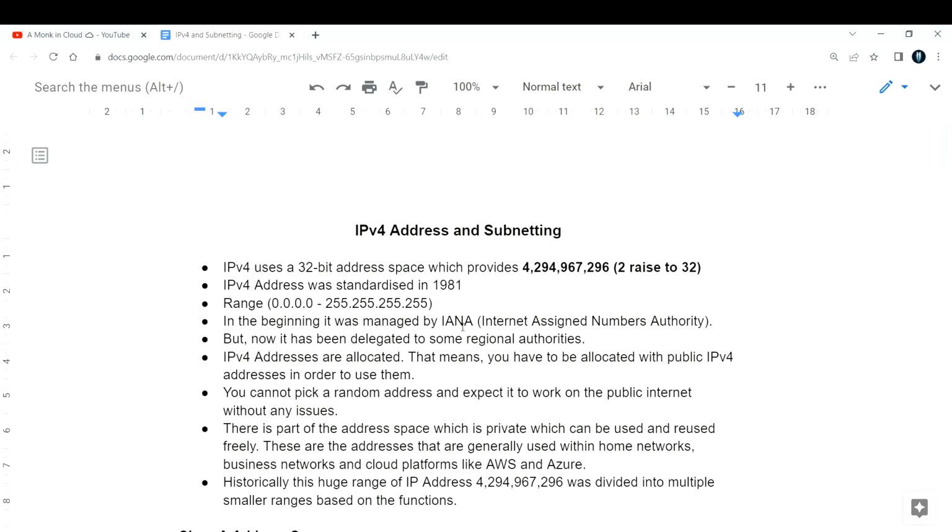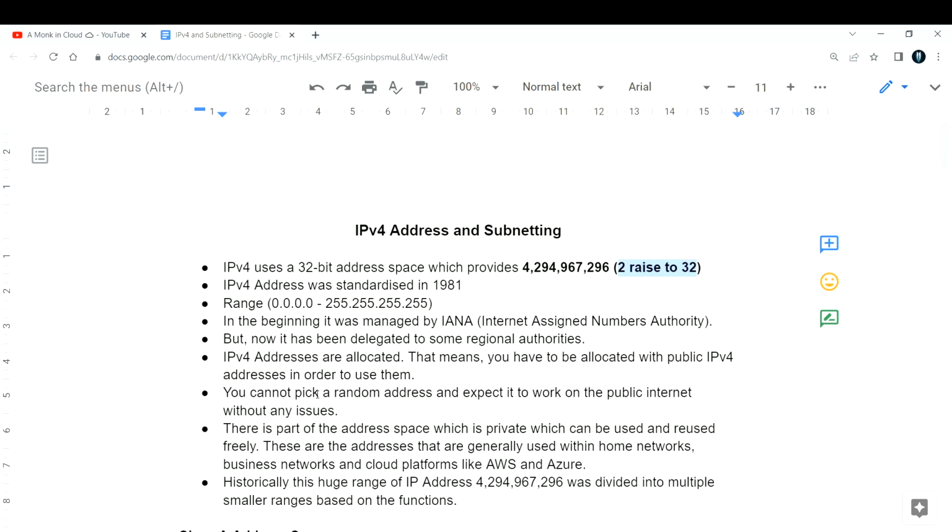We already know that IPv4, version 4, uses a 32-bit address space, which provides 4.2 billion IP addresses. You also know that we are getting used to IP version 6. Some organizations have started using IPv6 addresses because they are running short of IPv4 addresses. IPv4 was standardized in 1981 itself. The total number of IP addresses is 2 raised to the power of 32.